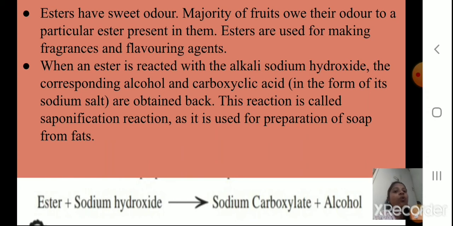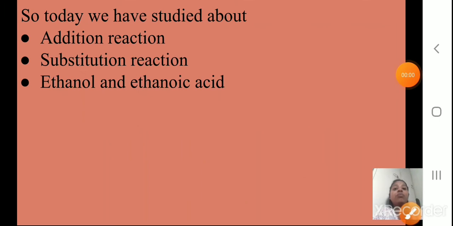Okay, students, I hope all these reactions you are going to write and practice. All the IUPAC names of all the compounds, you will write and practice. We have come to the end of today's session, students. So today we have studied addition reaction, and you saw substitution reaction. In addition reaction, unsaturated compounds can be converted to saturated ones, right? Then we have seen substitution reaction. Yes, the hydrogen in the alkanes can be substituted by chlorine. We have seen chlorination of methane, right?